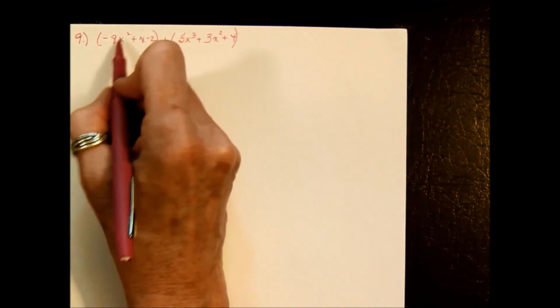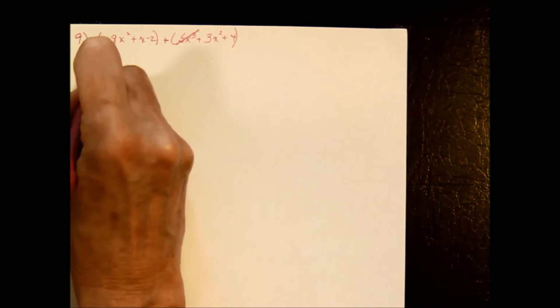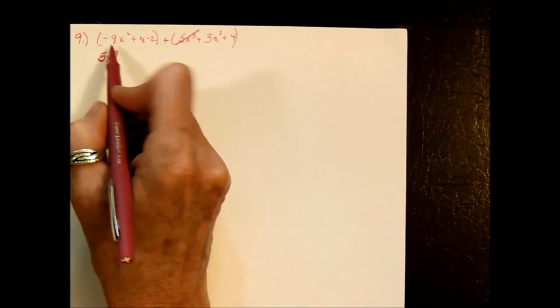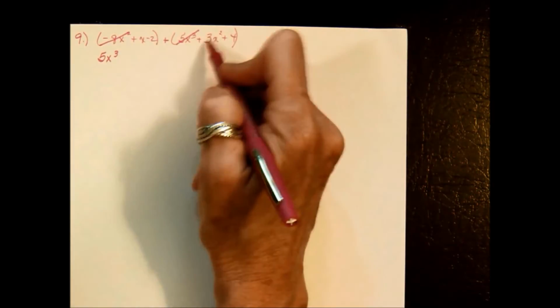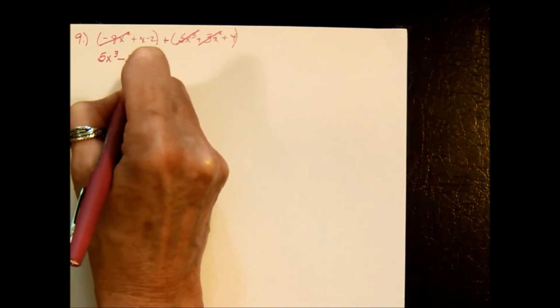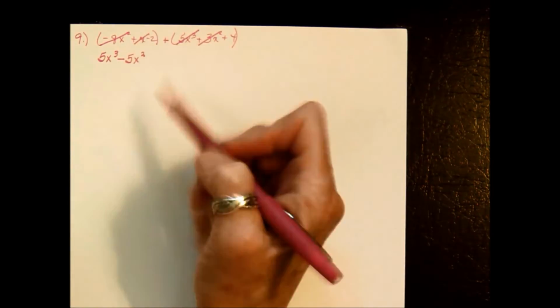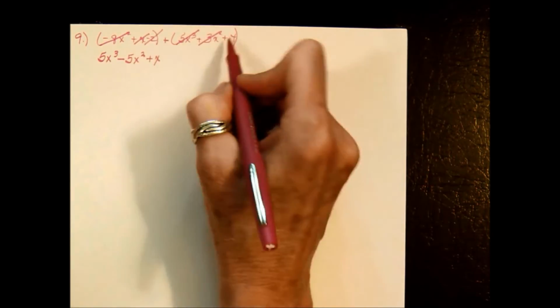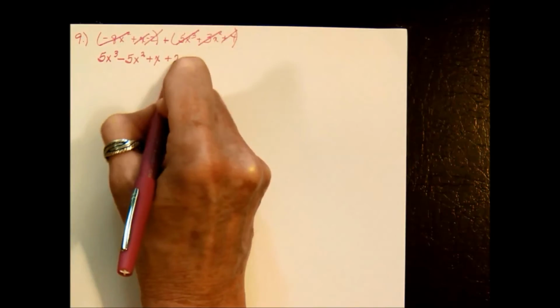So I'm going to start with the highest exponent, 5x cubed. There's not another one, so I cross it off and just write it. Here I have a negative 8x squared, positive 3x squared. That's minus 5x squared. Notice I crossed them off as I used them. Here I have an x. It has nothing to go with, so I'm just going to include it. And then negative 2 and positive 4 is positive 2.